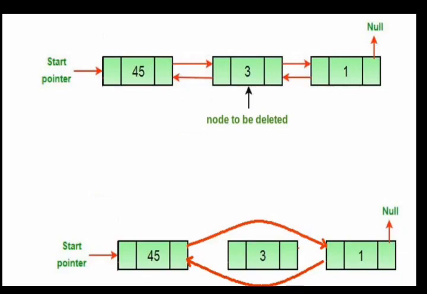See the second diagram. Just change the links, that's all. Discard the node 3 from its adjacent node. That is, make 45's next point to 1 and 1's previous point to 45. By doing this, 3 is discarded from the doubly linked list. So in this way only we have to delete a node in doubly linked list. Now we shall see the code.